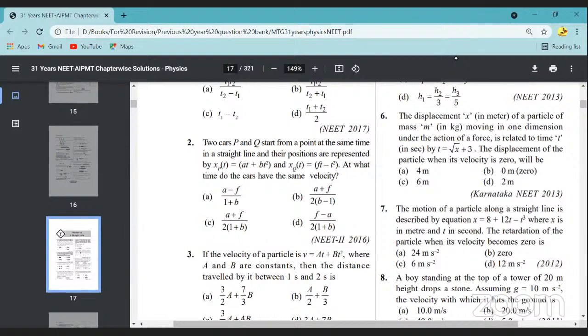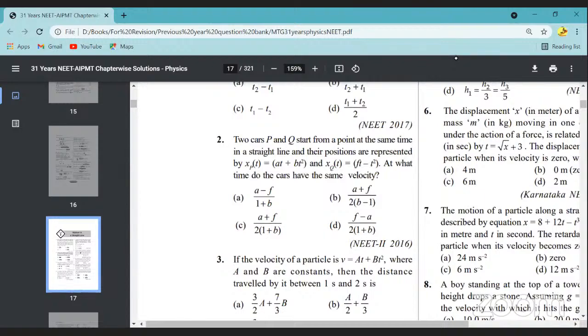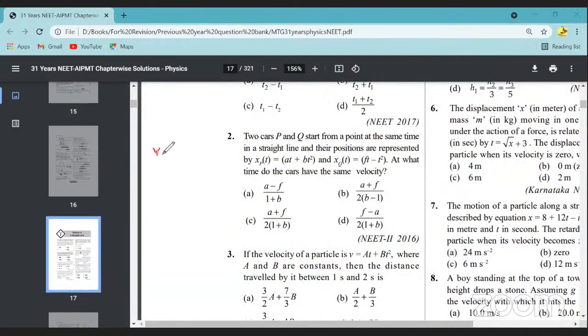Okay, so how to do it? Okay, Abhijit is telling C. Okay, let me find. No, sir, B. Sir, B. I know. Okay, I know how to find velocity.